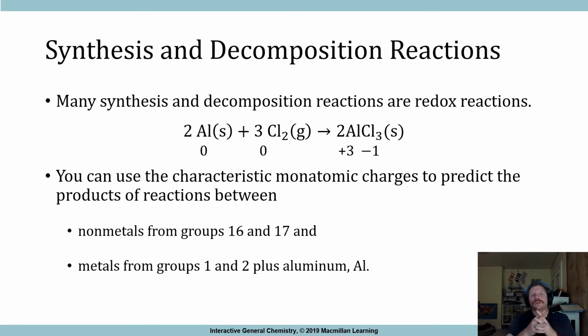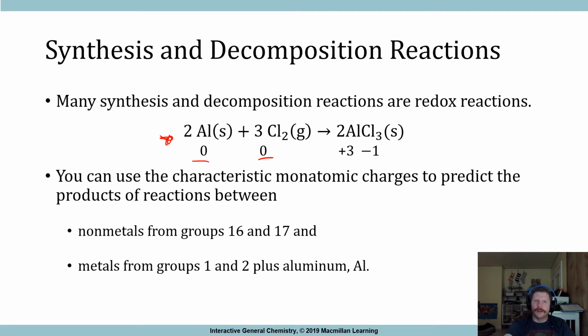Synthesis and decomposition reactions. Many synthesis and decomposition reactions are redox reactions. This is a great example of that. Solid aluminum reacts with Cl2, or chlorine gas, to produce solid aluminum chloride. What we see happening here is aluminum with a zero charge and chlorine with a zero charge. Well, one gets oxidized and one gets reduced. So you can use your monatomic charges to predict the products of reactions between nonmetals from groups 16 and 17 and metals from groups 1 and 2, plus aluminum.